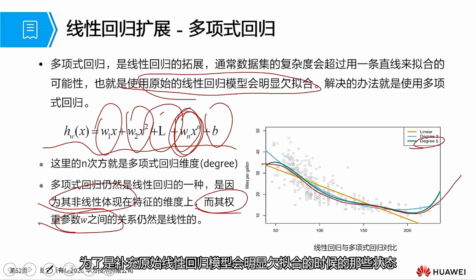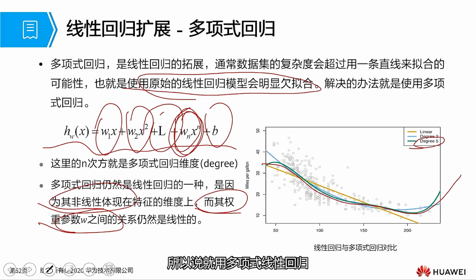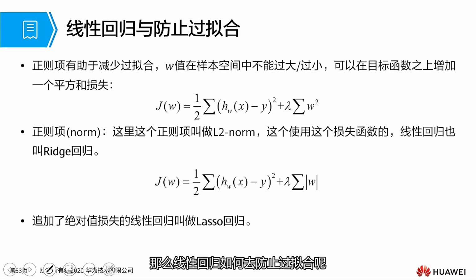How to prevent overfitting in linear regression? Sometimes your data may be very linear. The sample you provided is very linear. It will be prone to overfitting. How to solve this overfitting problem? As we mentioned in our previous videos, so here will be a more accurate introduction. We can add a regularization term.